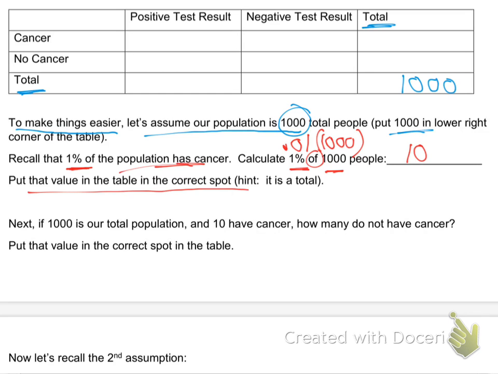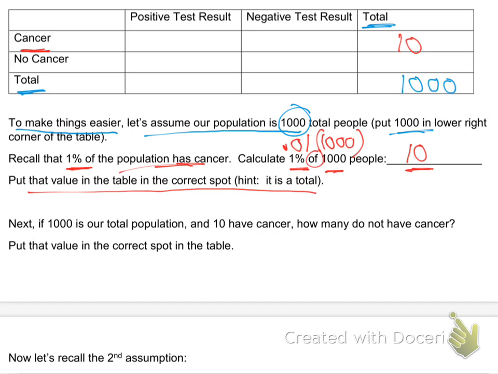Now, put that in the table in the correct spot. Hint, it is a total. So if 10 total out of the 1,000 in our population have cancer, where's the 10 going to go? Yeah, right there. Does that make sense? Because that's the cancer total, isn't it? Is that good? 10 people total have cancer.